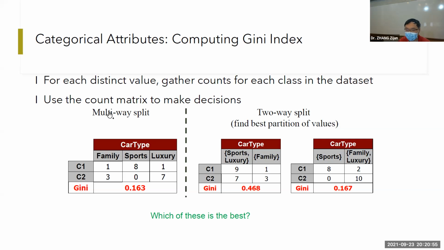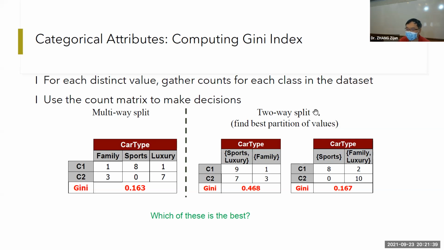If we have the multi-way split, we split the node into 3 children. In family, we have 4 data points, and 3 of them belong to class 2 and 1 belongs to class 1. In sports, all 8 of them belong to class 1. And in luxury, 7 of them belong to class 2 and 1 belongs to class 1. If we compute the Gini after splitting, it's 0.163. It's pretty pure if we consider each of the nodes.